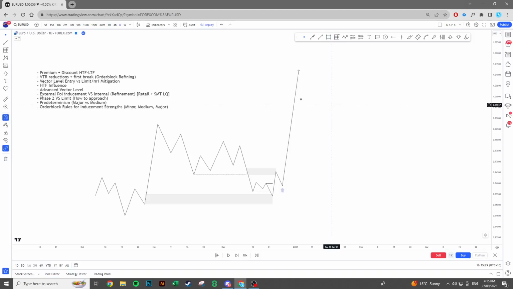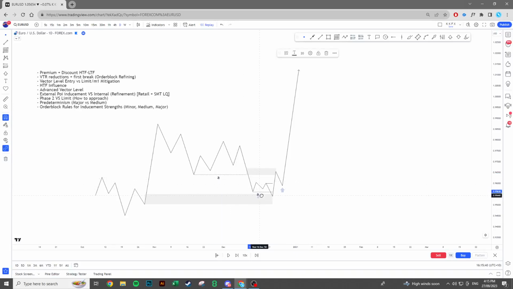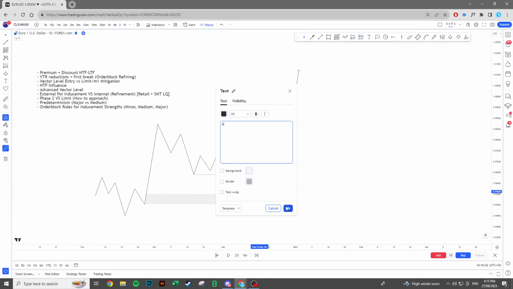Okay, so what are we specifically looking at? We're specifically looking at our inducements in this case. So what inducements do we have that are marked out? We've got A, this one, and we've got B, this one here.